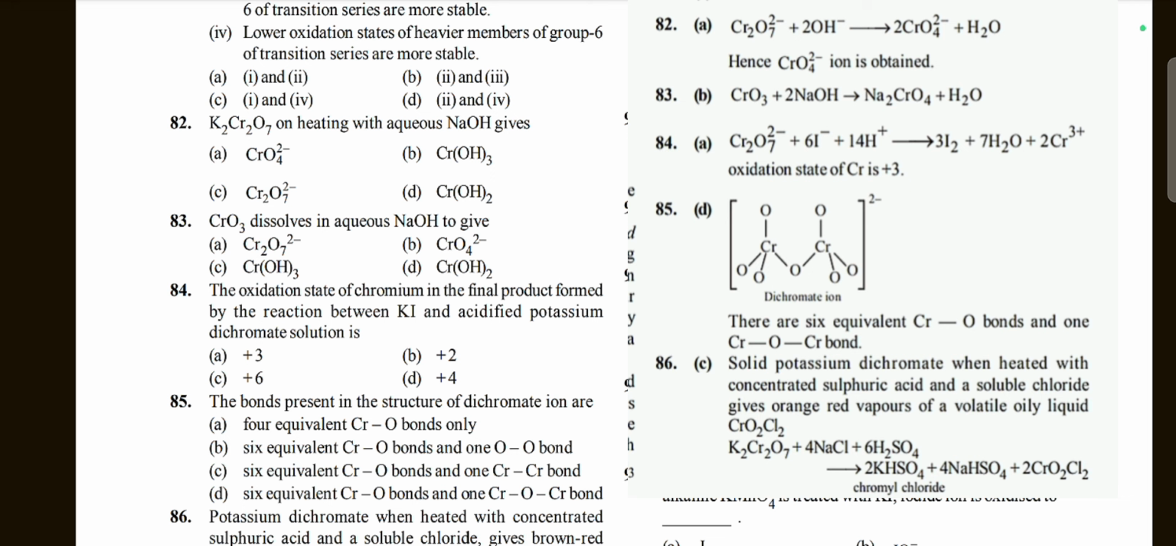Cr2O3 dissolved in aqueous NaOH to give... So here is the equation. Cr2O3 plus 2NaOH gives 2NaCrO2 plus H2O. So option B will be the answer.